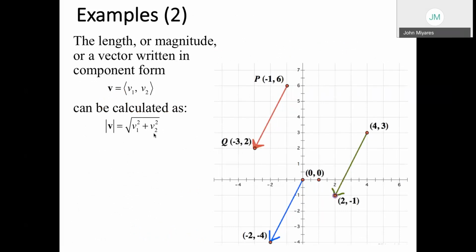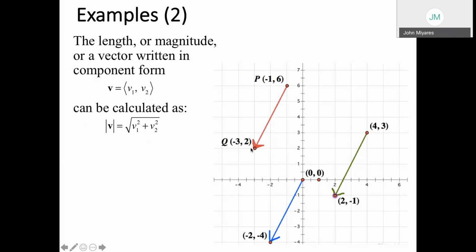If you are given a vector in component form and you want to find its length or its magnitude, all you would have to do is take the sum of the square of the components and then take the square root of the result. After all, the components here represent the change in x and the change in y as you go from the initial point to the terminal point of the vector.